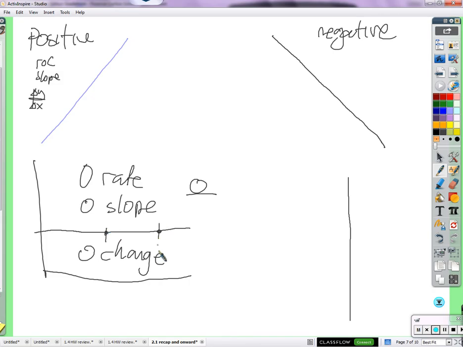Well, from here to here, there is a change in x, but it doesn't matter. It doesn't go up or down, so there's just some number here, right? What's zero divided by anything? Zero. So it doesn't matter how much of a change in x I look at. There's no change in y. No change at all.